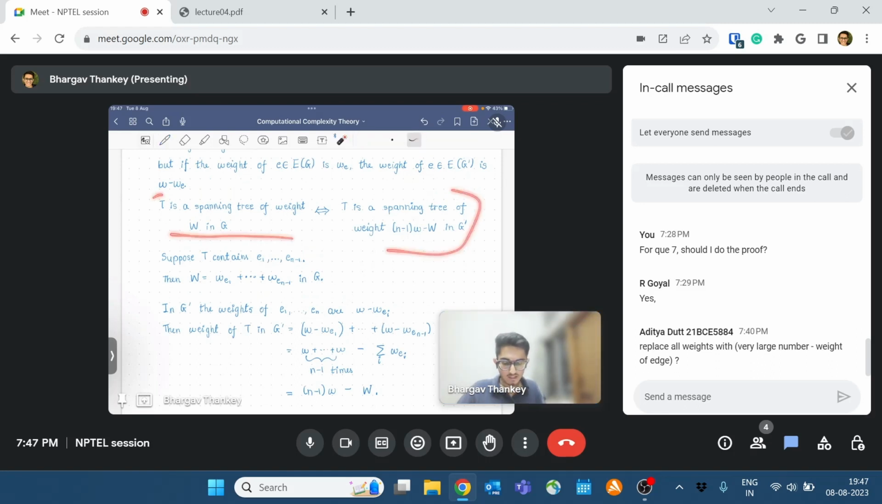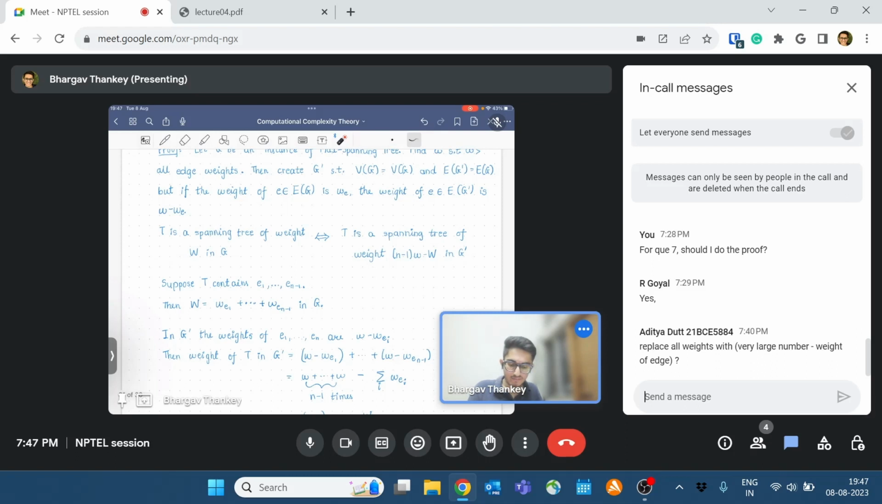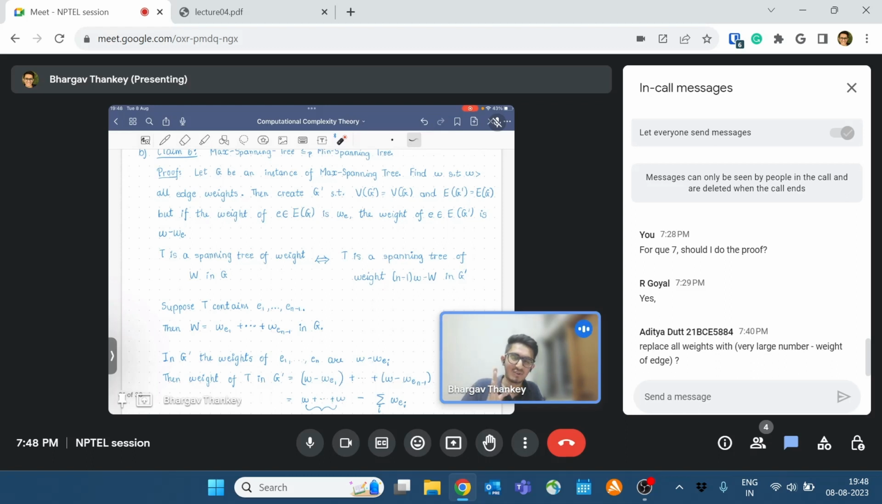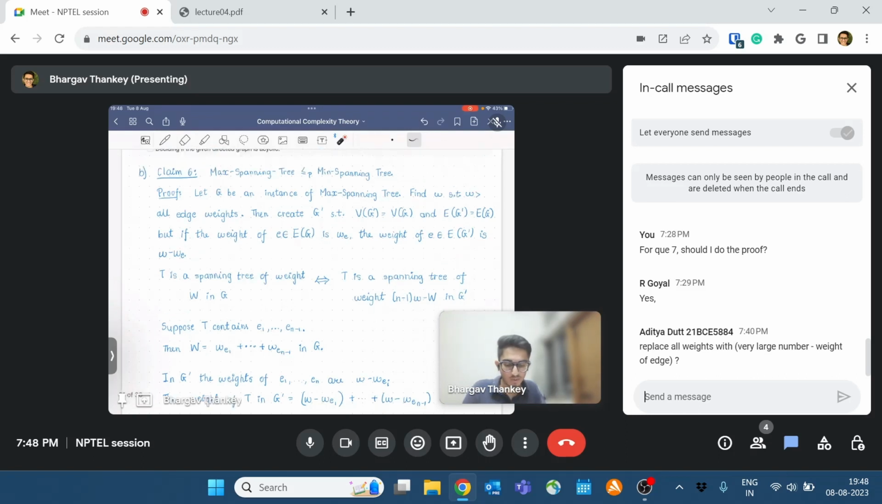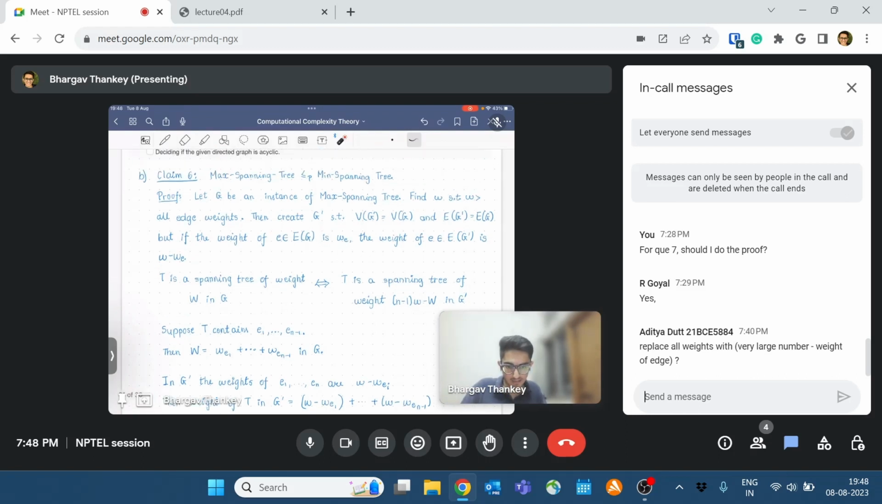Okay, and what does this mean? If T were a minimum spanning tree in G, then T must be a maximum spanning tree in G prime, right? Or the other way around. Sorry. If T is the maximum spanning tree in G, then T must be a minimum spanning tree in G prime, right? So all I have to do is start with G, create G prime, and find a minimum spanning tree in G prime. That's it.